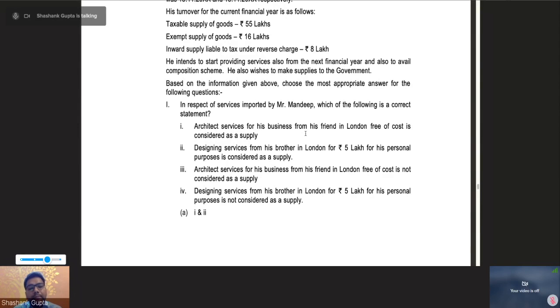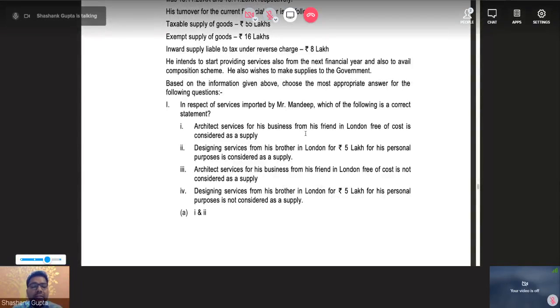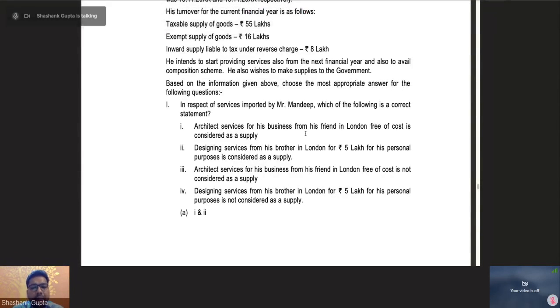Third statement, architect services for his business from his friend in London, free of cost, is not considered as a supply. And hence, this is a correct statement. Why? Because we have already discussed the other side of it in the first statement.